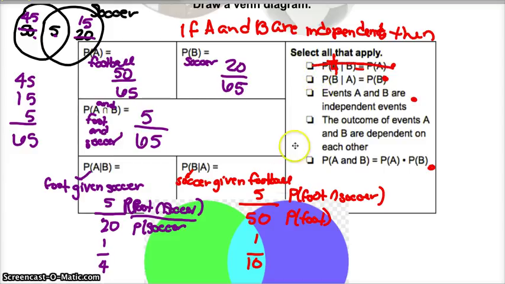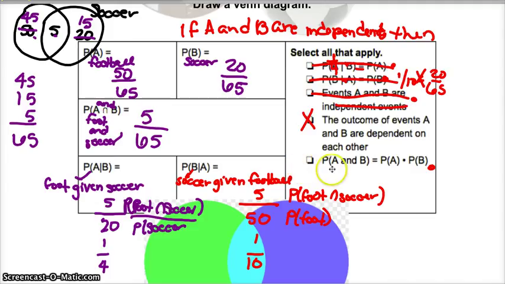Looking at the probability of event B given A was 1/10. Does that equal 20 over 65? You can use your calculator if you need to, but no, they're not equal. So are these events independent? No, because these equations did not hold true. So these events have to be dependent.